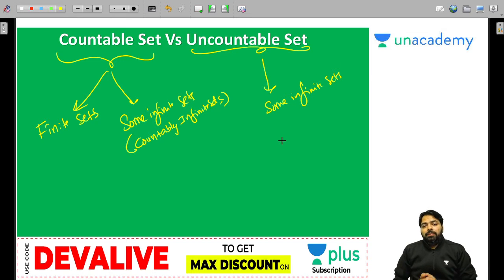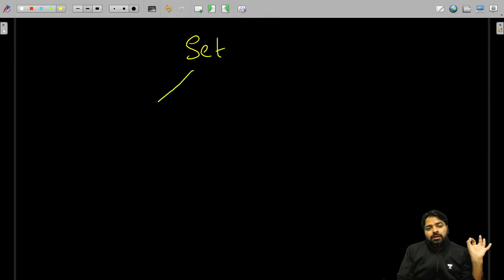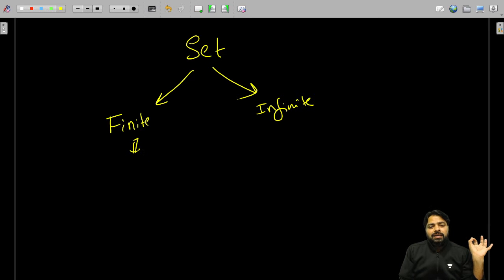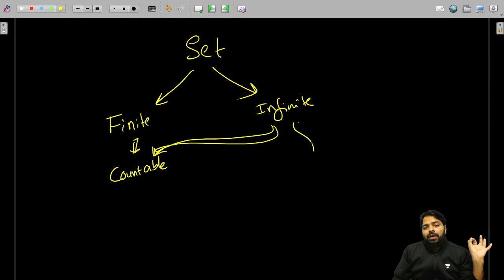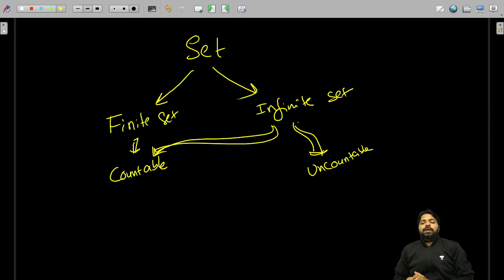Remember here, if you want to understand in some other way, a set may be finite or infinite. No doubt every finite set is countable, and an infinite set may be countable or may be uncountable, because infinite sets are of two types. Sometimes countable, sometimes uncountable. Every finite set is countable. That is trivial. It's not much important for us.